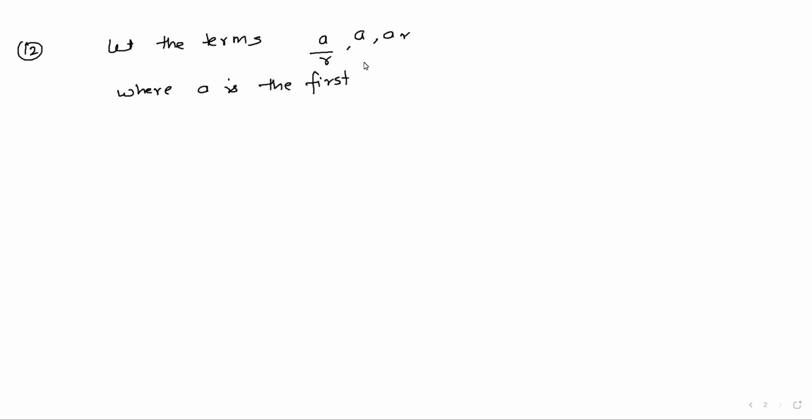So your doubt is question number 12. The sum of first three terms. Let the terms be A by R, A, and AR, where A is the first term and R is the common ratio.